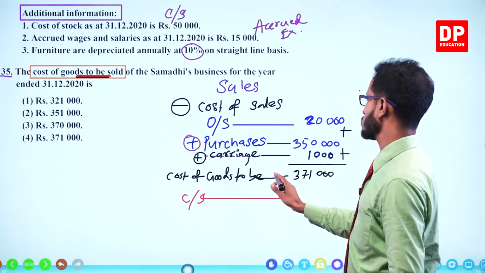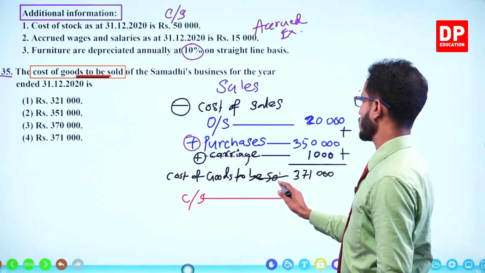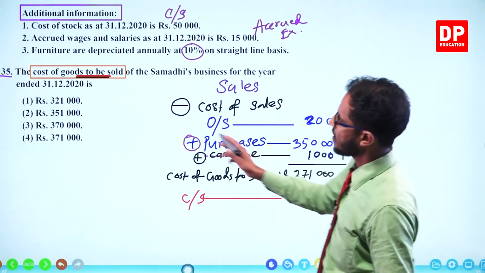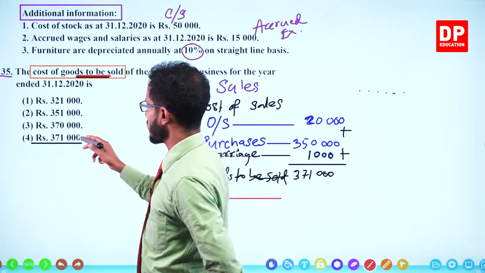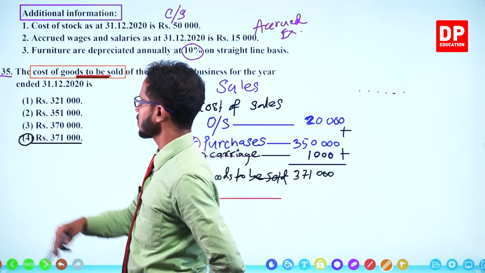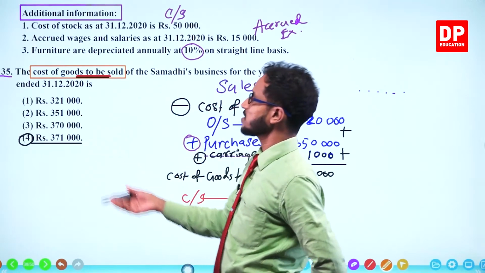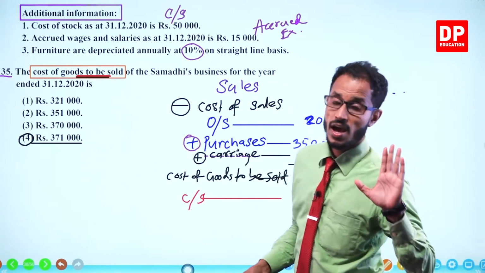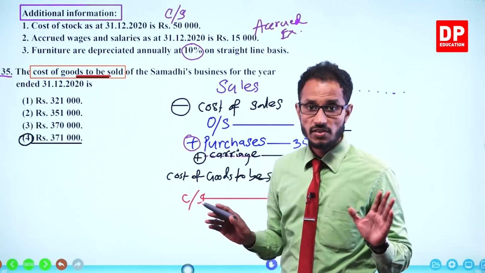To be sold. 371, do we have it? 371,000. That is the answer. But children, you have to be aware of something. You have to be aware of this thing.